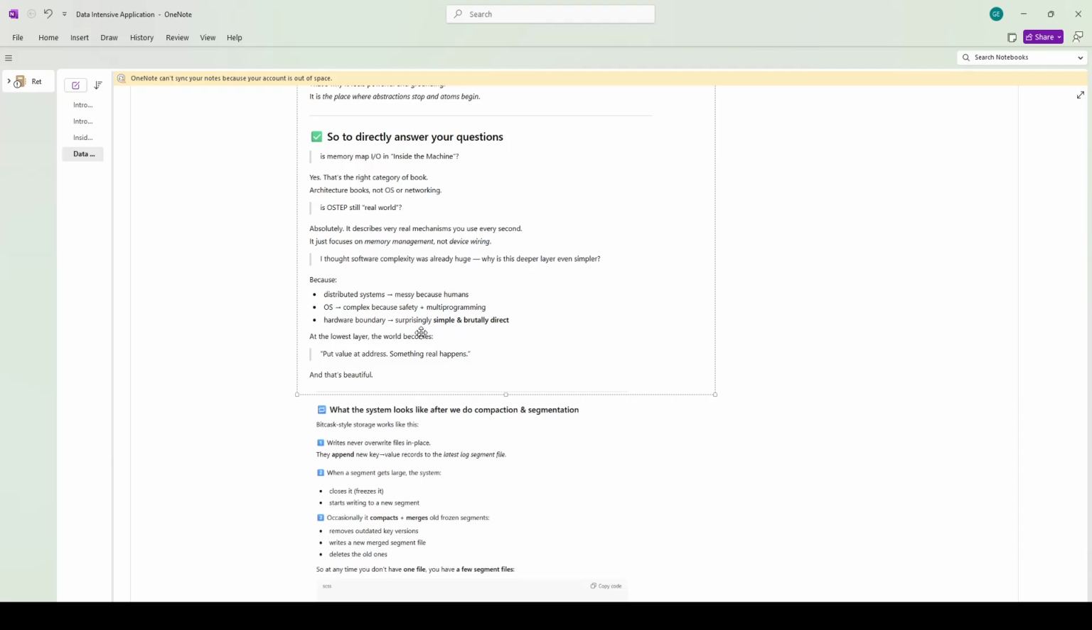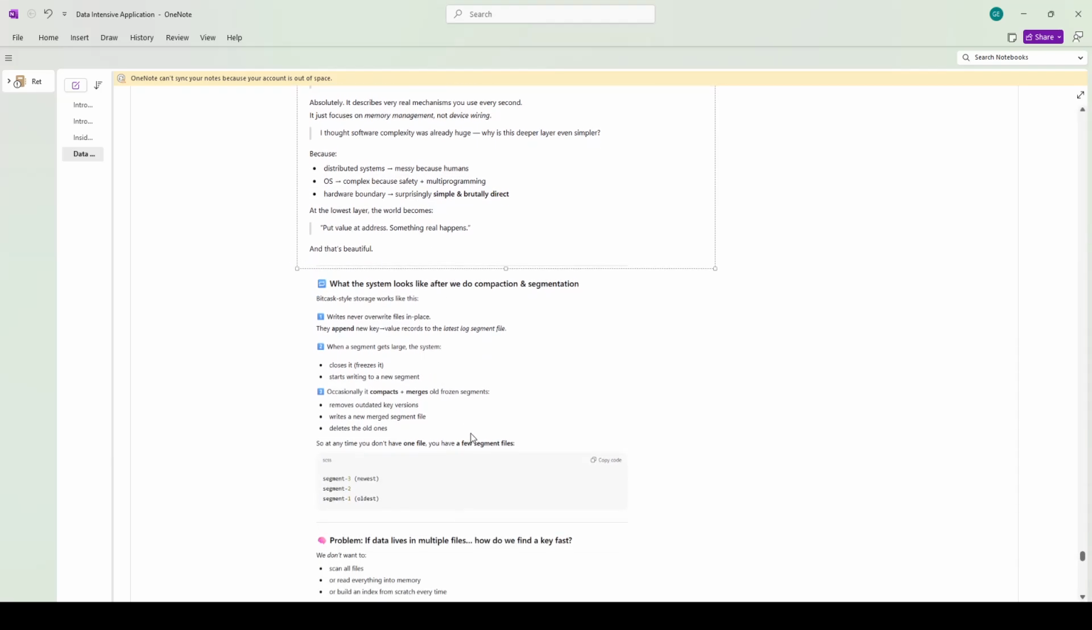I thought software complexity was already huge. Why is this deeper layer even simpler? Because distributed systems are messy because of humans. The OS is complex because of safety plus multi-programming. The hardware boundary is surprisingly simple and brutally direct. At the lowest layer, the world becomes: put value at address, something real happens, and that's beautiful.